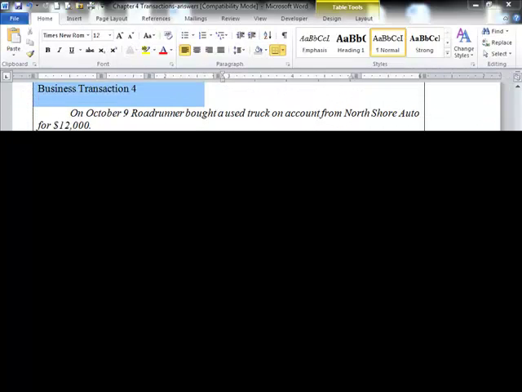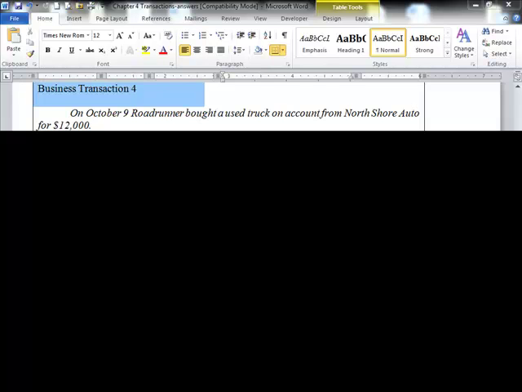All right, now we're going to deal with transaction number 4. And transaction number 4 is going to deal with an asset account and a liability account. So let's take a look at that transaction. On the 9th of October, Roadrunner has purchased a used truck on account from the company North Shore Auto for $12,000. Okay, so we're going to ask ourselves to identify these accounts right now.